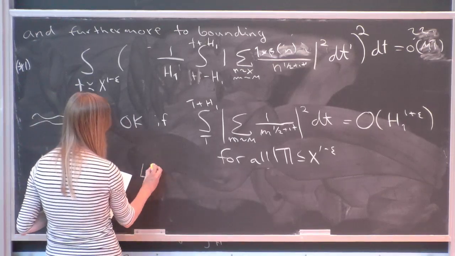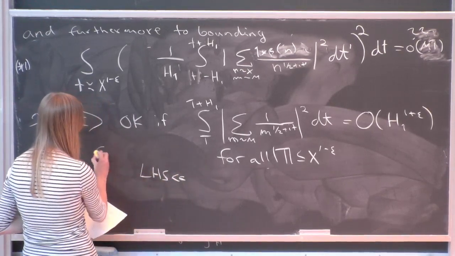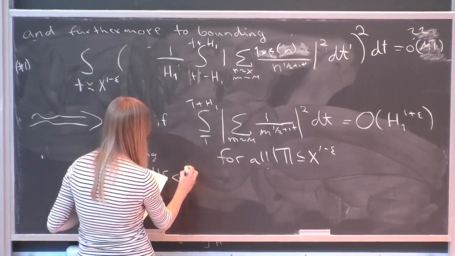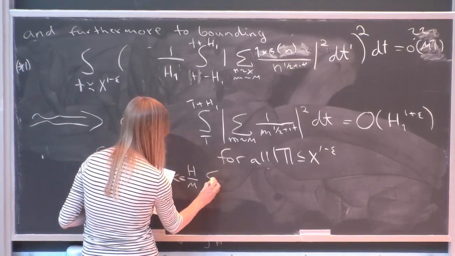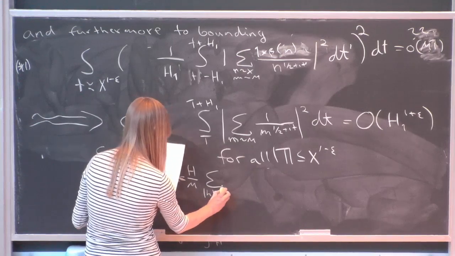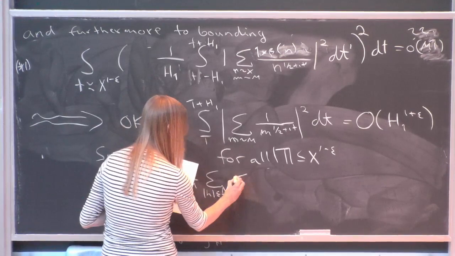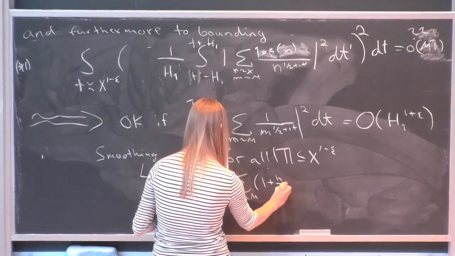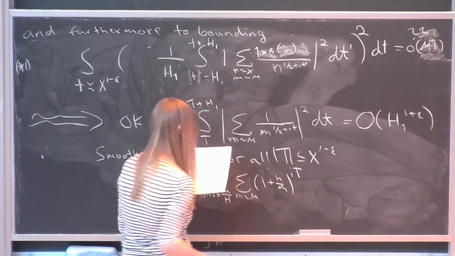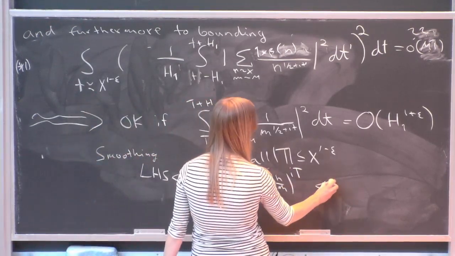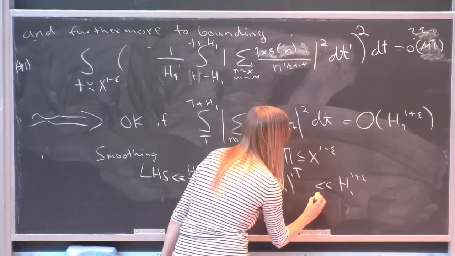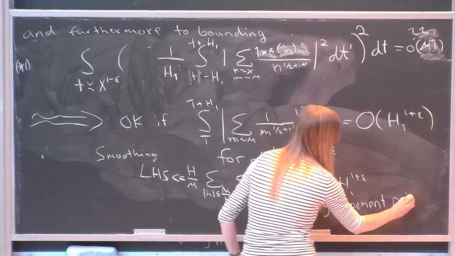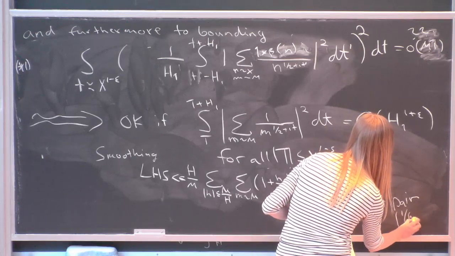So let me write one more line here. So if we smooth, we get that this left-hand side is at most h over m times the sum over h smaller than m over h of the sum over m of size m, and 1 plus h over m times it, and we get that this is smaller than h to 1 plus epsilon by the exponent pair 1 over 6.